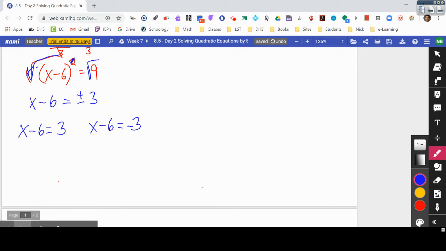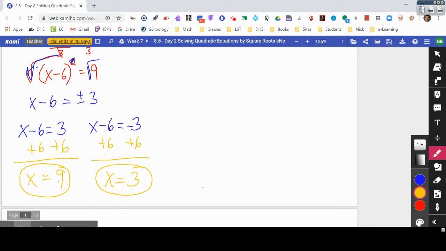Again, I'm going to solve both of these the same exact way, by adding 6 to both sides. My first solution is going to be 3 plus 6, which is 9. And then my second solution is going to be negative 3 plus 6, which just gives me a positive 3. So those are my two solutions for example number 3.